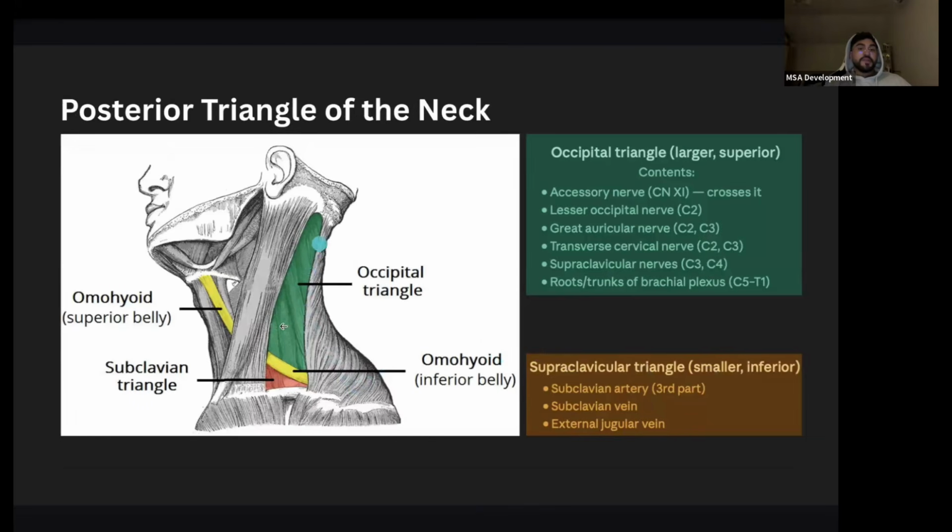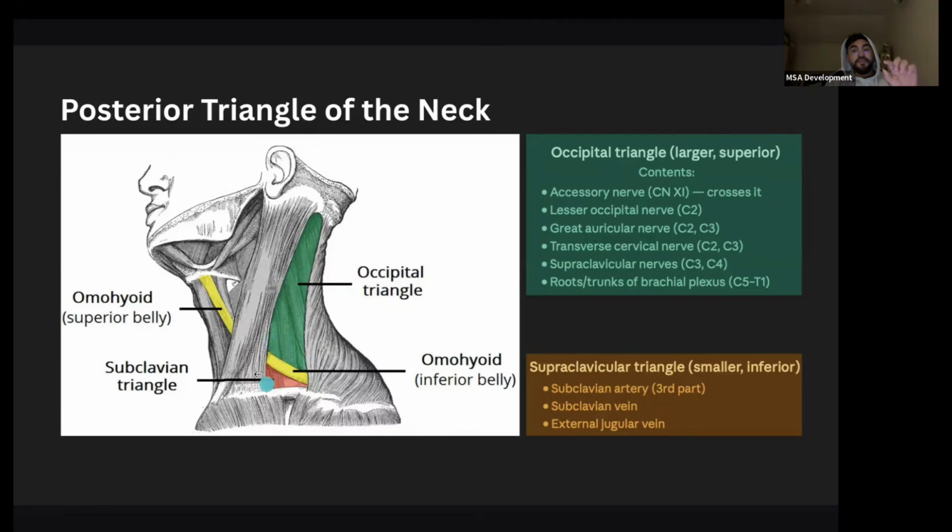Now, if you look at the posterior triangle of the neck, all right, it's divided by the inferior belly of the omohyoid. It's divided into subclavian triangle and occipital triangle. All right. So if you look at the occipital triangle, it takes up the major portion of the posterior triangle of the neck. So here is where you're going to have your accessory nerve, lesser occipital nerve, great auricular nerve, mainly the brachial plexus as well.